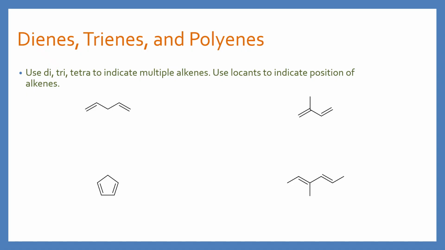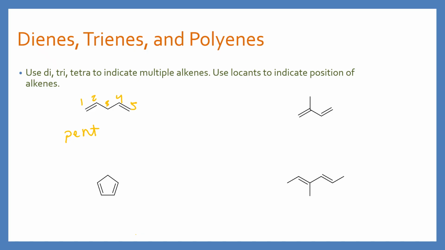Next up, we have dienes, trienes, and polyenes. So these are molecules that have multiple alkenes in them. All of my examples here are dienes. So when you're naming a diene, you are going to have to use some numbers to indicate where that alkene is. So in our first molecule, we have 2 alkenes. They're both on the last or first carbons. So it doesn't matter where we start. This molecule is symmetric. So 1, 2, 3, 4, 5. So we know that we're going to use the prefix pent.